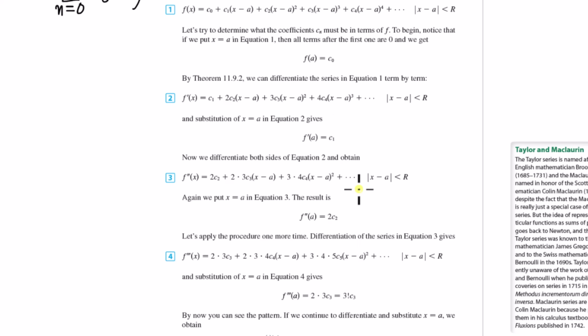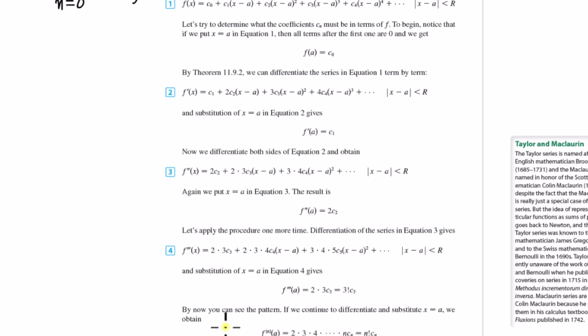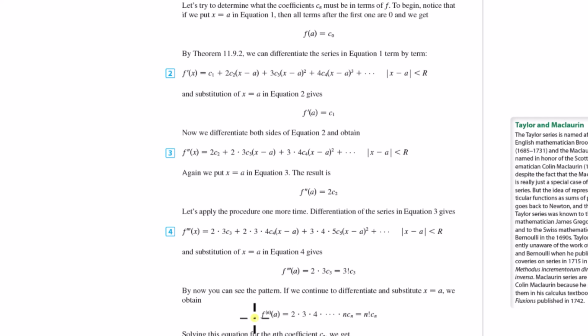Okay, now if you keep doing this, what you figure out is that if you take the nth derivative of the original function and then you plug in a, all the terms get eliminated. And in general, that's equal to n factorial times c sub n.